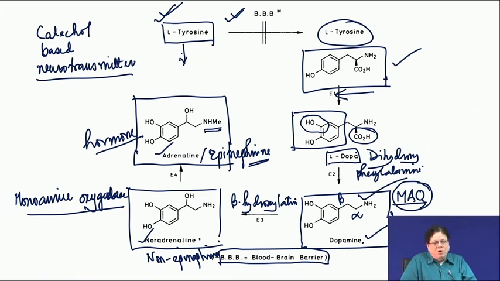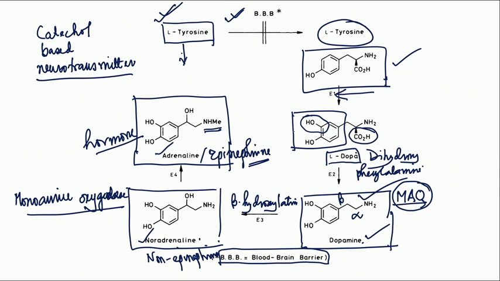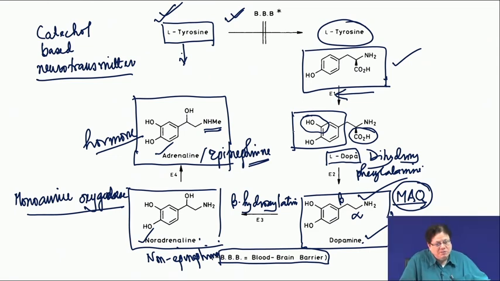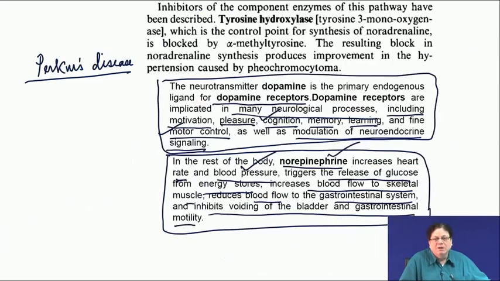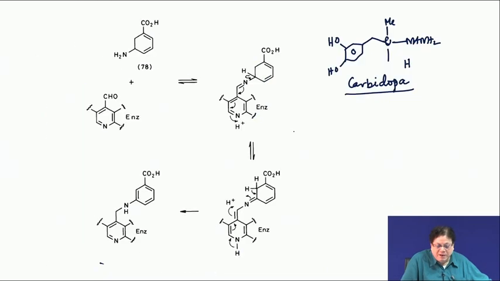So, dopamine is very important, or these catecholamines are very important neurotransmitters. These are associated with Parkinson's disease, and also with mood fluctuations, because it gives pleasure, it controls your mood. So, that is also very important. So, that is all about the dopamine chemistry.